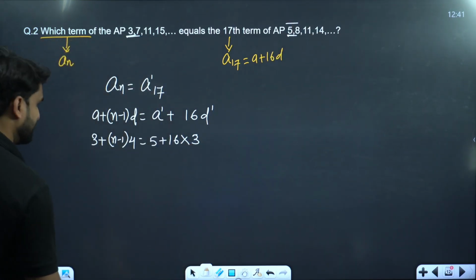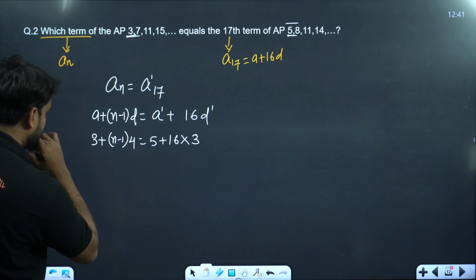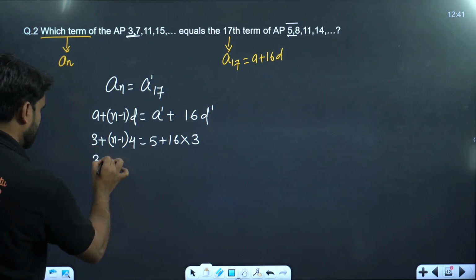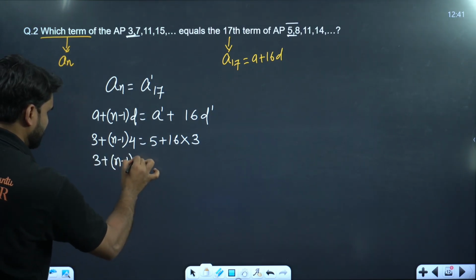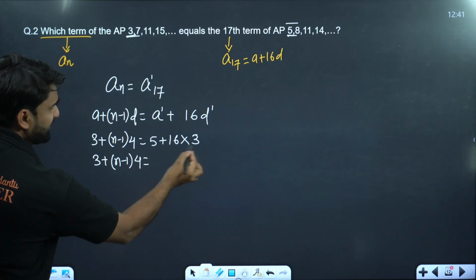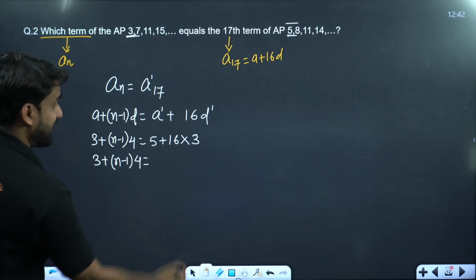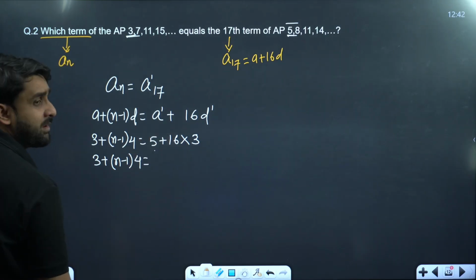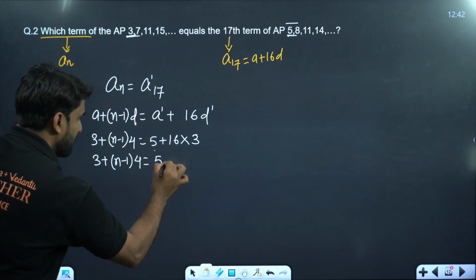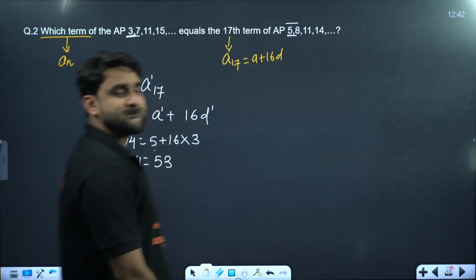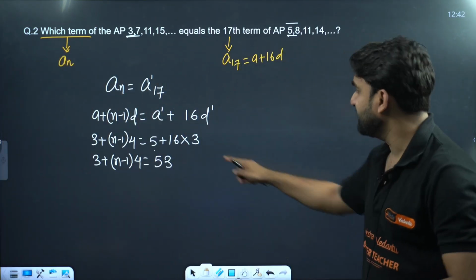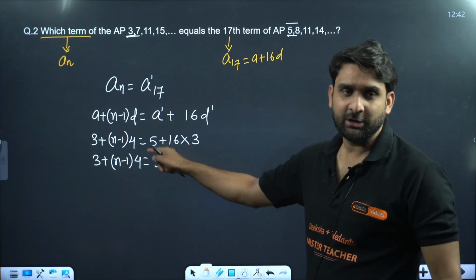Now solve this. Let's keep the left side as it is for this step. Now 16 times 3 is 48, and 48 plus 5 will be 53. Clear everyone? 16 times 3 is 48 and 48 plus 5.